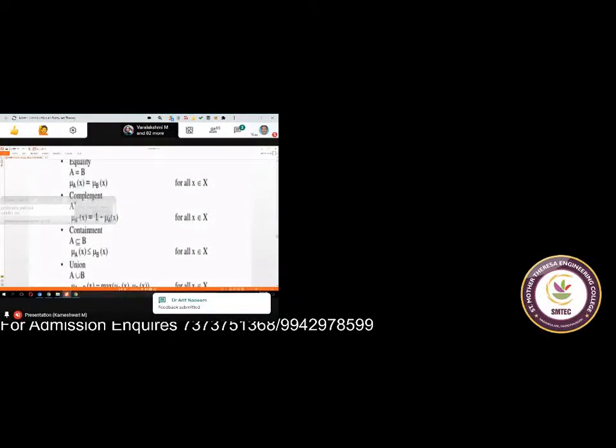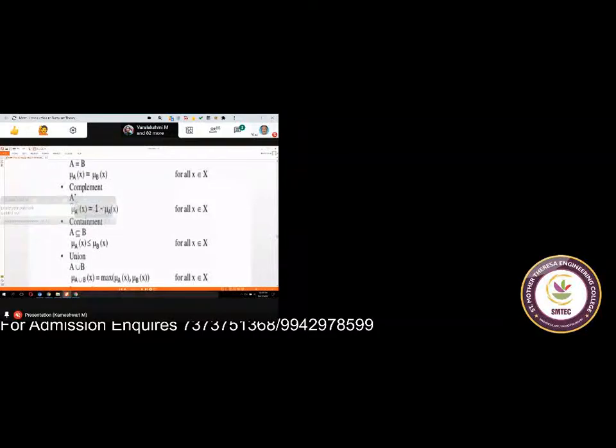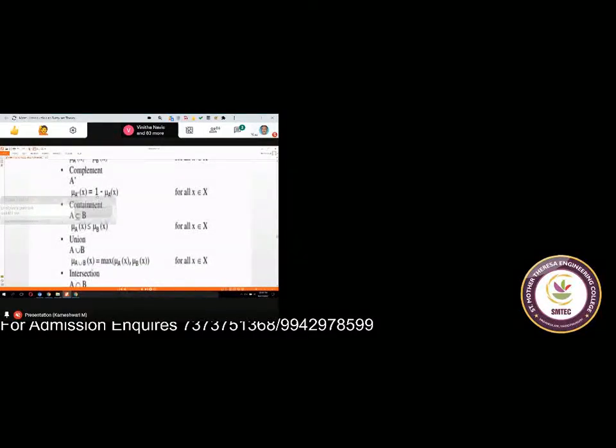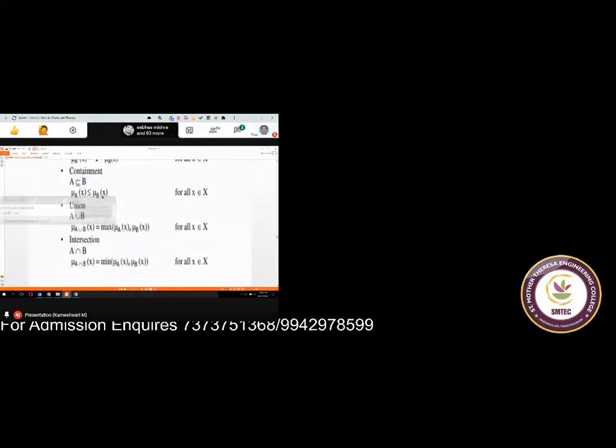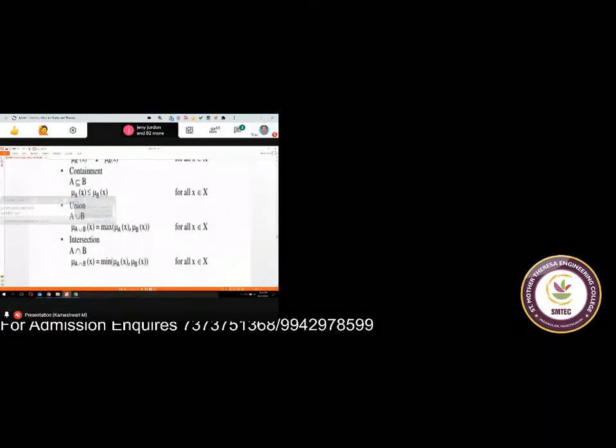With respect to the complement, this is a property A. Beauty means its complement may be ugly collection. Mu A dash of X is equal to 1 minus mu A. With respect to the containment, if the property A is contained in the property B, then their corresponding membership values follow. That means we should not talk by means of the subset, but with respect to the operations less than, greater than, and equal to. Mu A of X value is less than mu B of X.